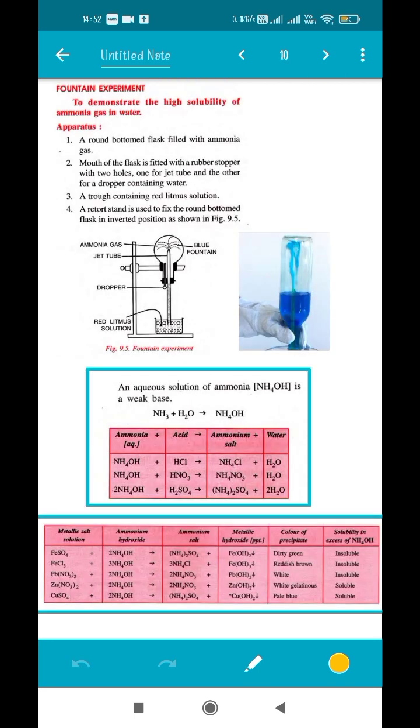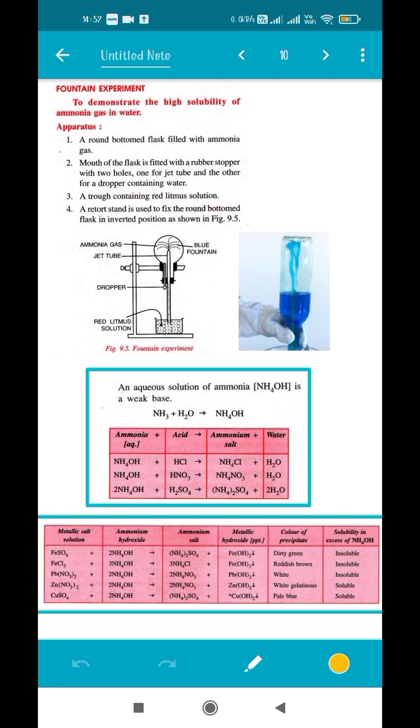Talking about the fountain experiment again, in the previous case we saw that a red fountain was formed because hydrogen chloride was acidic. In this case, since ammonia is basic in nature, when it dissolves in water, it will form a blue fountain. The reaction is the same, as you can see on the right hand side. This is how the fountain looks.